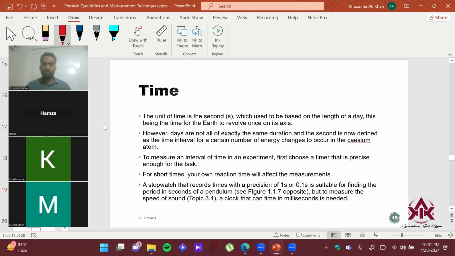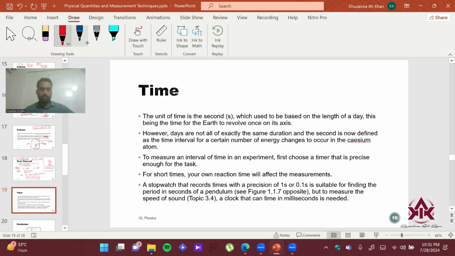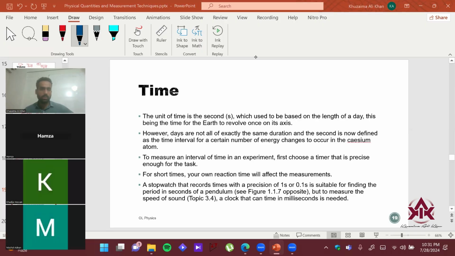So basically, time is measured in seconds, right? It's the interval of time. Time is basically the interval of measuring the elapsed duration, right? So what is it? Let's imagine if I can take you guys to the point where the universe was born.